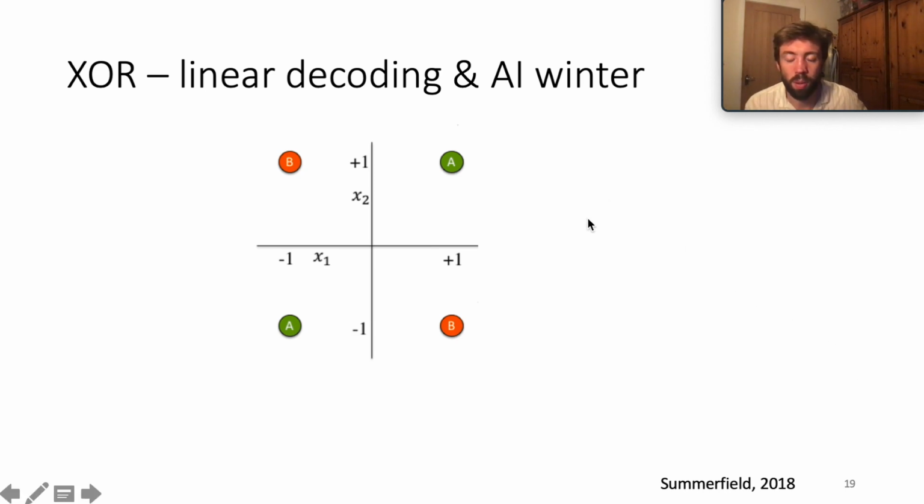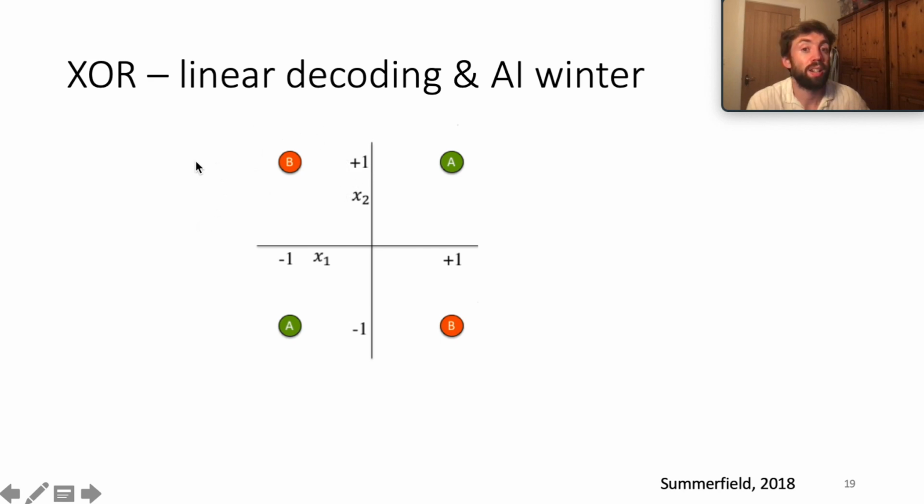So here, for example, we want the network to respond with a 1 if x2 is plus 1 and x1 is minus 1. And we want it to respond with a 1 if x1 is equal to 1 and x2 is equal to minus 1. But we want it to respond with a 0 if both x1 and x2 are equal to plus 1, or they're both equal to minus 1. So this is called XOR, or exclusive OR, because you want the network to respond if x1 or x2, but not both, are active with a +1 value.